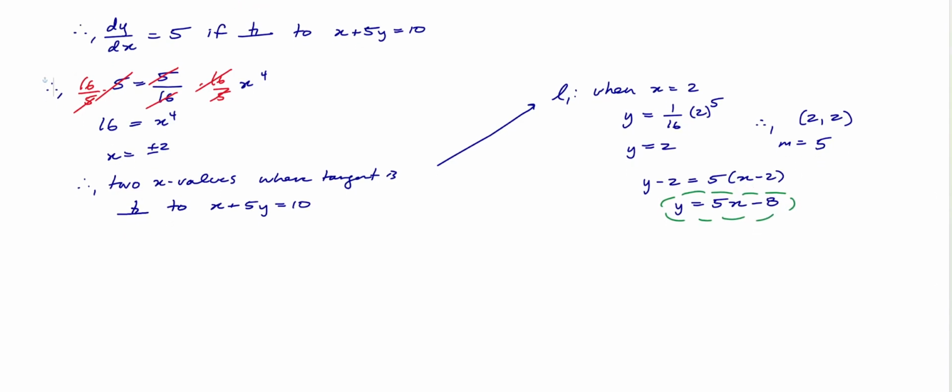But remember, there were two x values, so I need to find the other tangent line. And the other tangent line happens when x is equal to negative 2. And so I sub negative 2 into the equation.